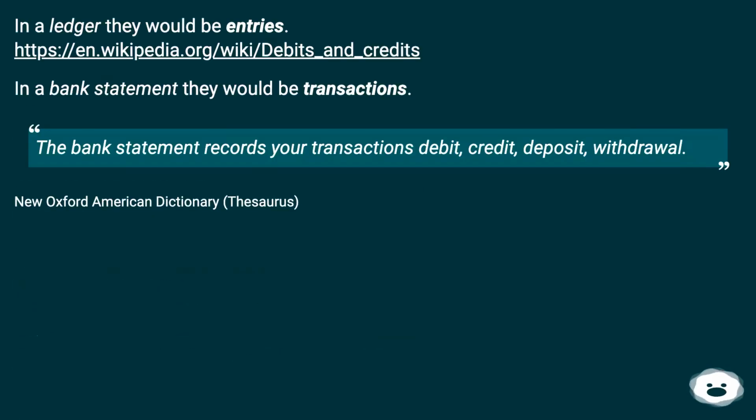In a ledger they would be entries. In a bank statement they would be transactions. The bank statement records your transactions: debit, credit, deposit, withdrawal. New Oxford American Dictionary, Thesaurus.